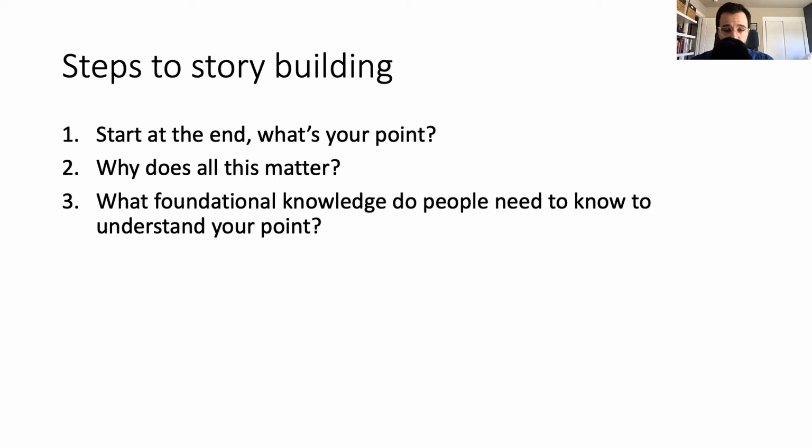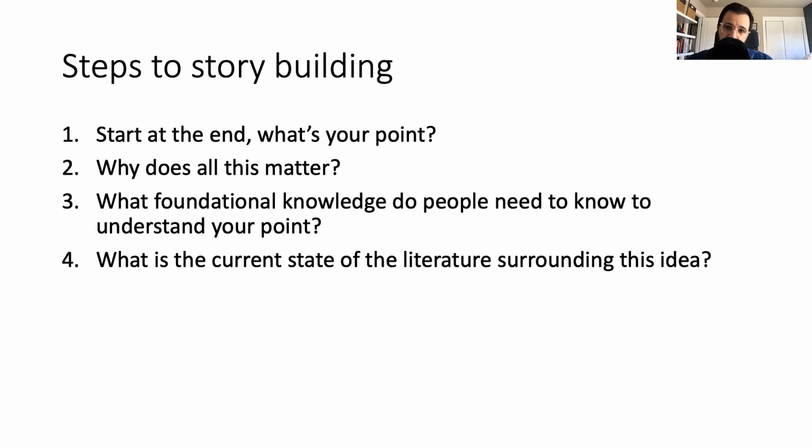So what do you need people to know so that they understand the point you're trying to make? Is there terminology you have to clarify? Are there important foundational studies you should describe? What is the current state of that literature? It's a similar question, but usually just after the type you'll ask after you figure out what the foundational knowledge is. In our case, it would be something like the other race effect exists, and it is this.